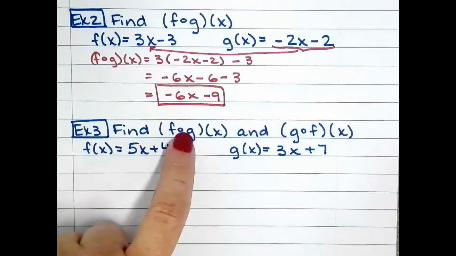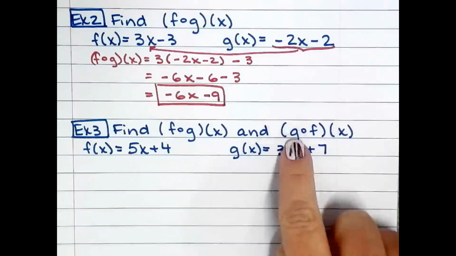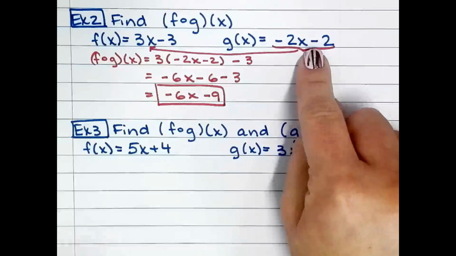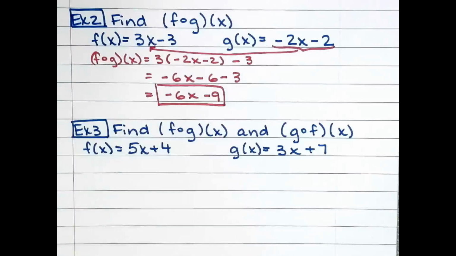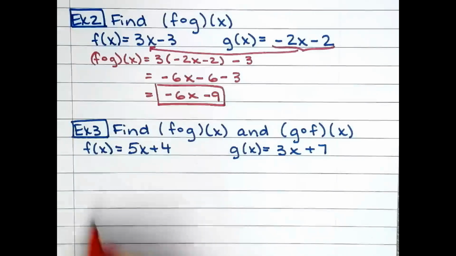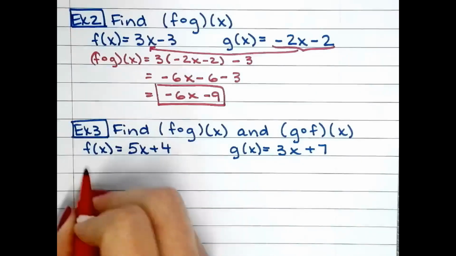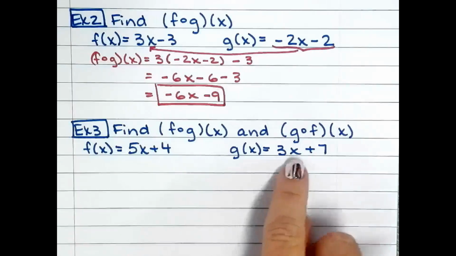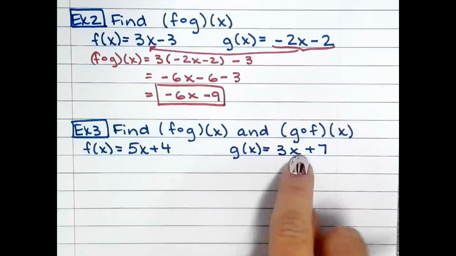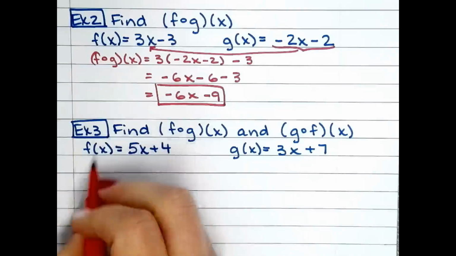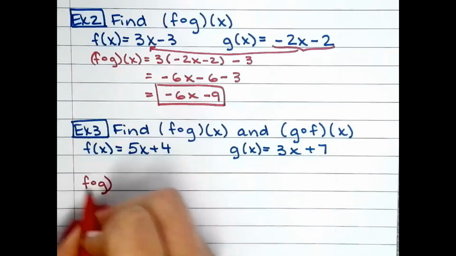between F compose G of X and G compose F of X. So it's not always, oh, take the second one and plug in the first one. It doesn't work that way. Okay? So that's why we're doing both on this example. So at first, we have to find F compose G of X. So yes, I will take the G function and substitute that in for X. Okay? So I have F compose G of X.